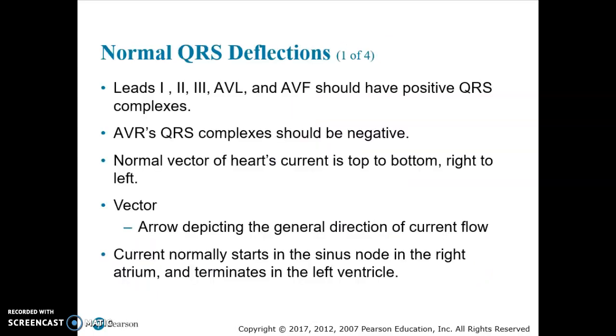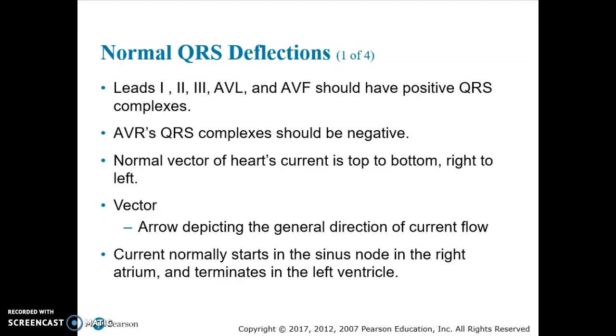The normal QRS deflection in leads 1, 2, 3, AVL, and AVF should all be positive QRS complexes. The AVR complex should be negative, and the normal vector of the heart's current is top to bottom and right to left. So let's talk about the vector. The vector is the arrow depicting the general direction of current flow.